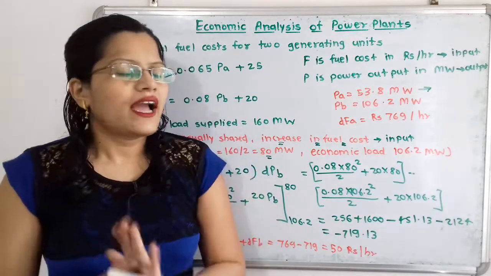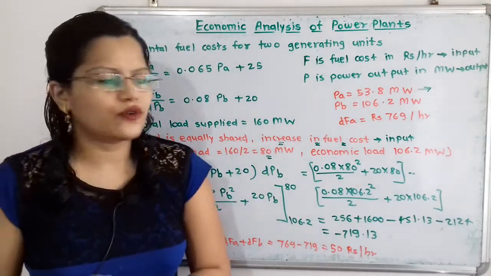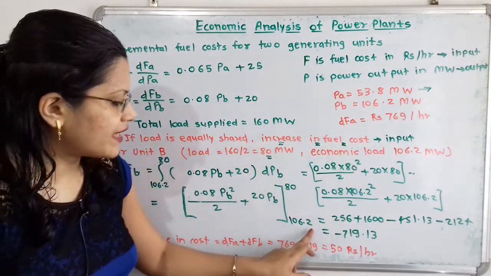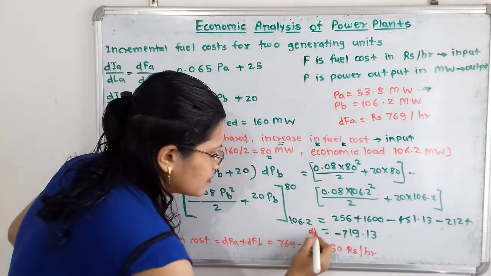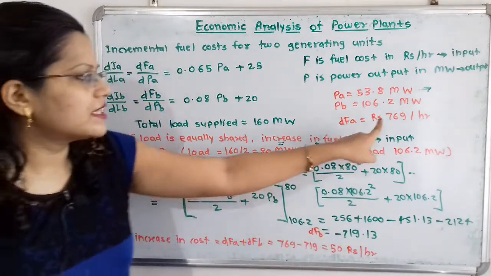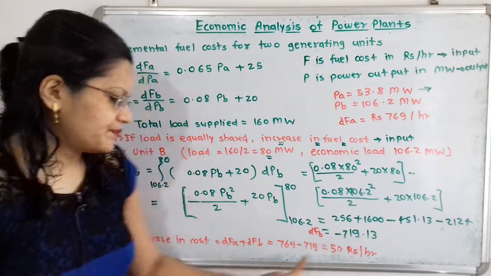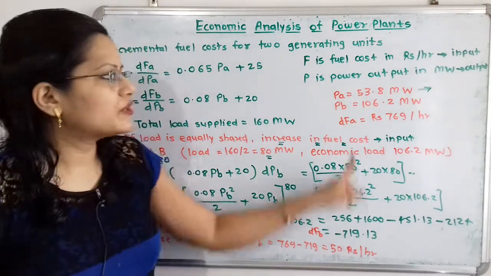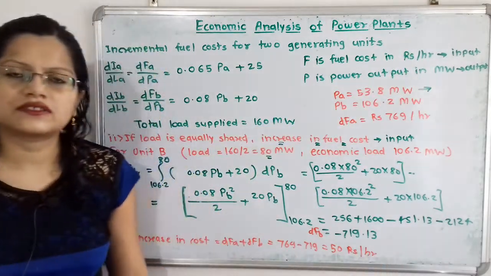But we have to find out what is the net increase in the cost. So when we add these two costs, that is, the cost for dFA and this is the cost for dFB. Then what is the net increase? That is 769 minus 719, which is equal to 50, and we have to give the unit the same as in the given question, that is rupees per hour. So here is the answer.